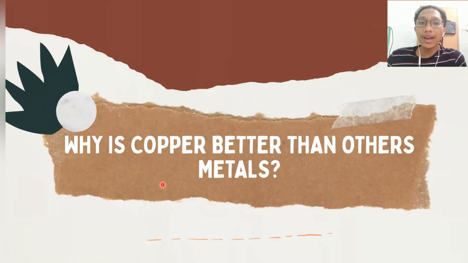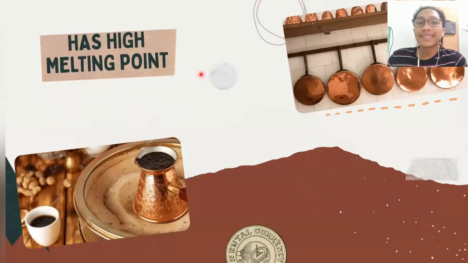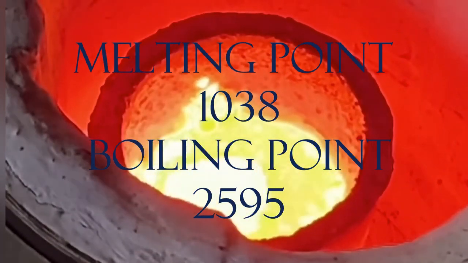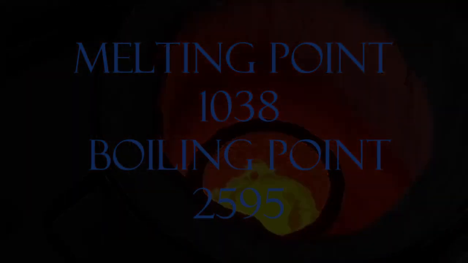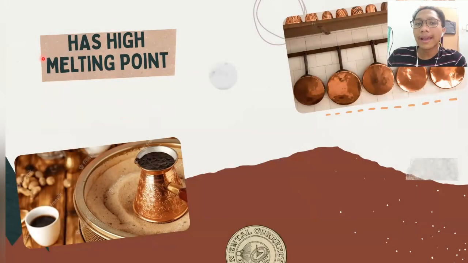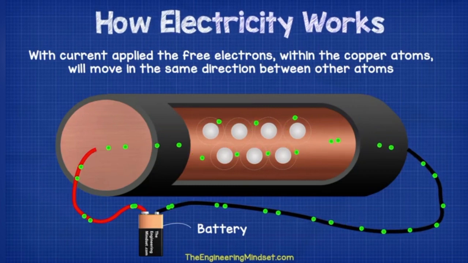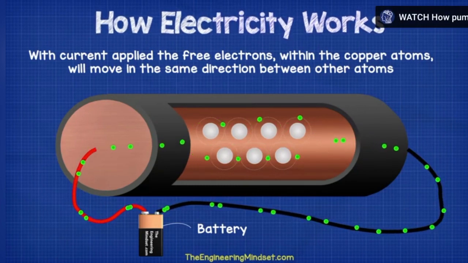So, why is copper better than other metals? First, copper has a high melting point, which is 1083 degrees Celsius, and its boiling point is 2595 degrees Celsius. Because electricity has voltage that releases heat, copper can resist it, so it can be used for a long time and save money.